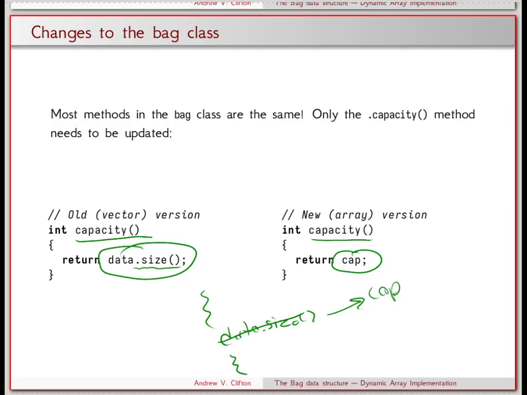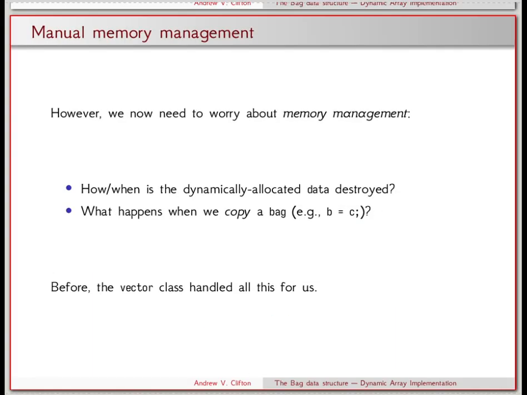So that's why, when I wrote the code for the vector-based one, I preferred to use these functions like full and empty and capacity and size rather than accessing the private member variables directly, because it simplifies this process of changing how things work under the hood.